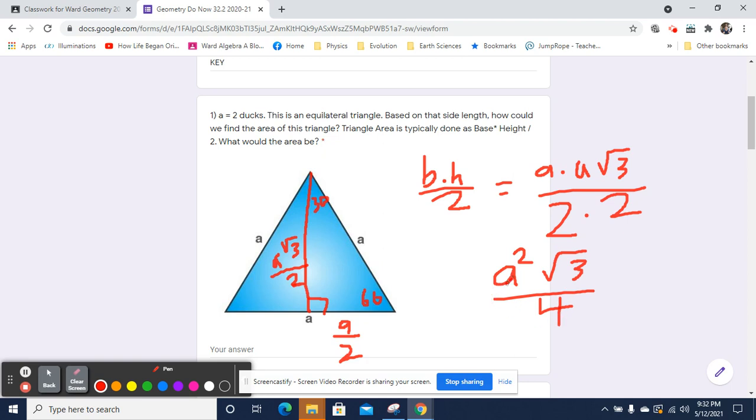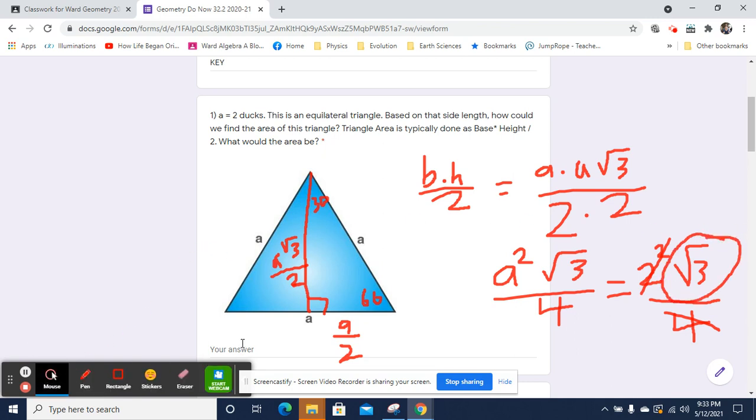So our area is going to be 2 squared over 4. So it'll be 2 ducks squared, root 3 over 4. And 2 squared is 4. So 2 squared and 4 are going to cancel out, and you're just going to be left with an area of the square root of 3.